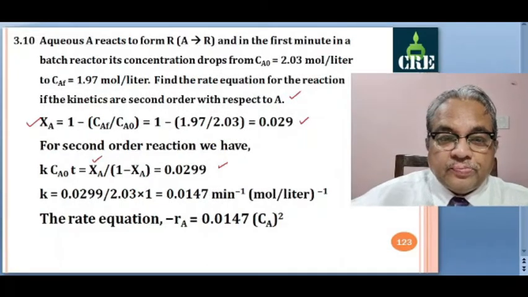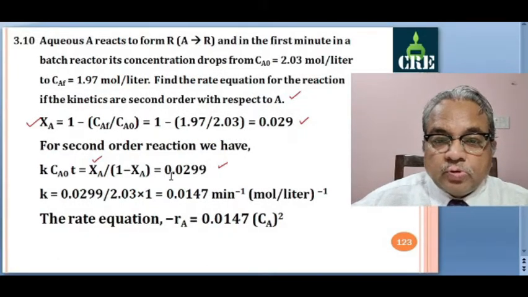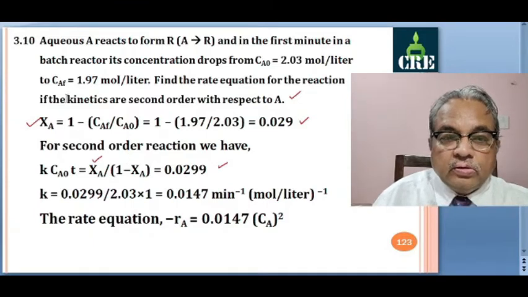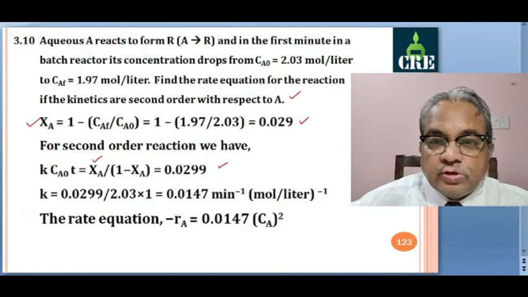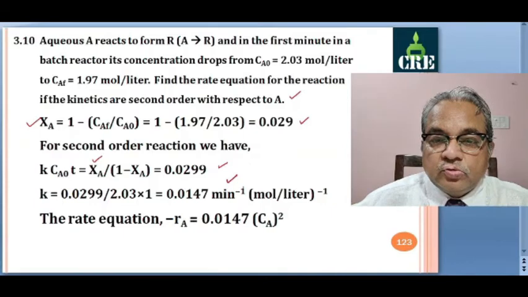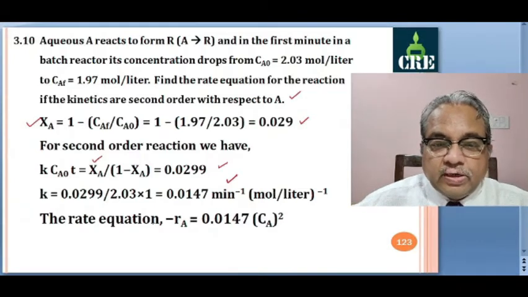We can obtain K is equal to this 0.0299 divided by Ca0, that is 2.03 into t is 1 minute. So K we get second order rate constant 0.0147, time inverse, time is in minutes, so minute inverse into concentration inverse, concentration is in moles per liter, so moles per liter inverse. Rate equation I can write as minus Ra is equal to 0.0147 Ca square.